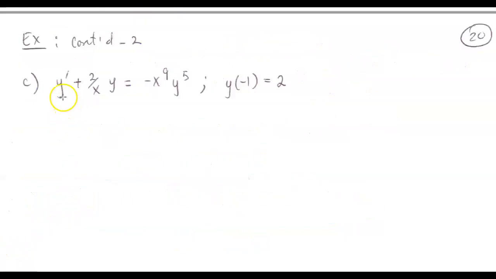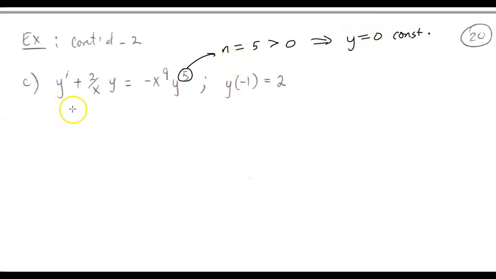Okay, so for this example, we have a Bernoulli equation, but we also have an initial condition. So this is going to be an initial value problem. First things first, we do recognize that it is a Bernoulli equation. So this is our n. Since n, which is equal to 5, is greater than 0, this means that y equals 0 is going to be a constant solution here.